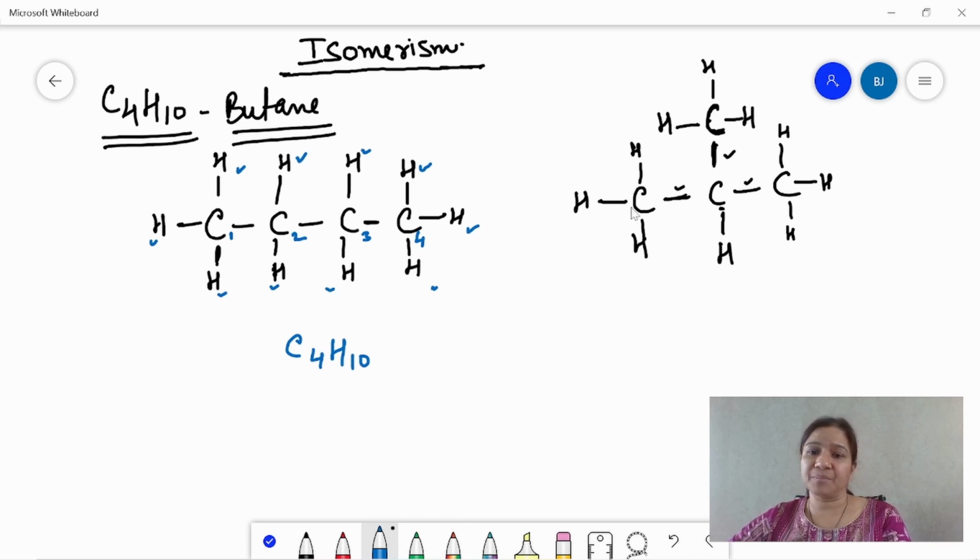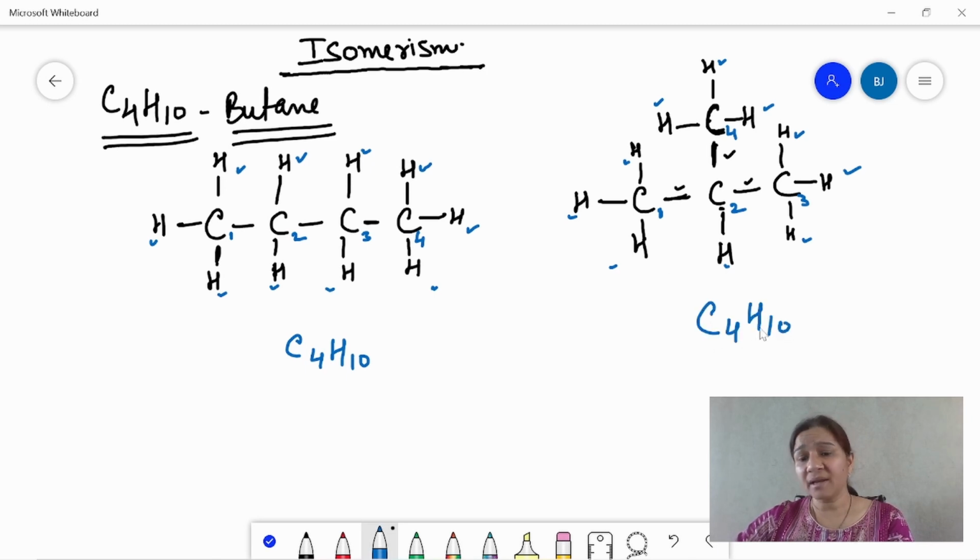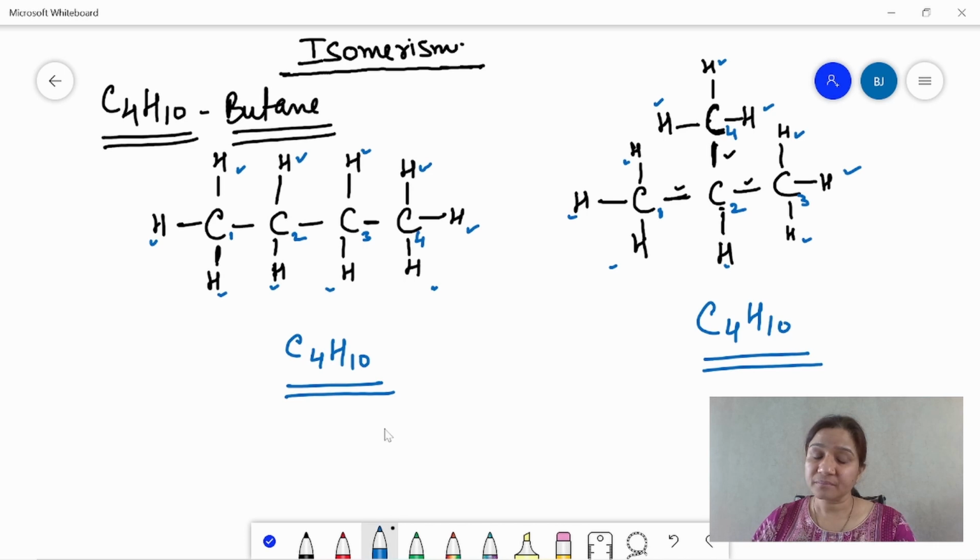Now let us see this particular one. In this second example, again look at this, how many carbons are we using? 1, 2, 3 and 4. So total 4 carbons we used, and how many hydrogen again? 1, 2, 3, 4, 5, 6, 7, 8, 9, 10. Again C4H10. So what is common between these two structures? That means they both have the same molecular formula, right? What is molecular formula?